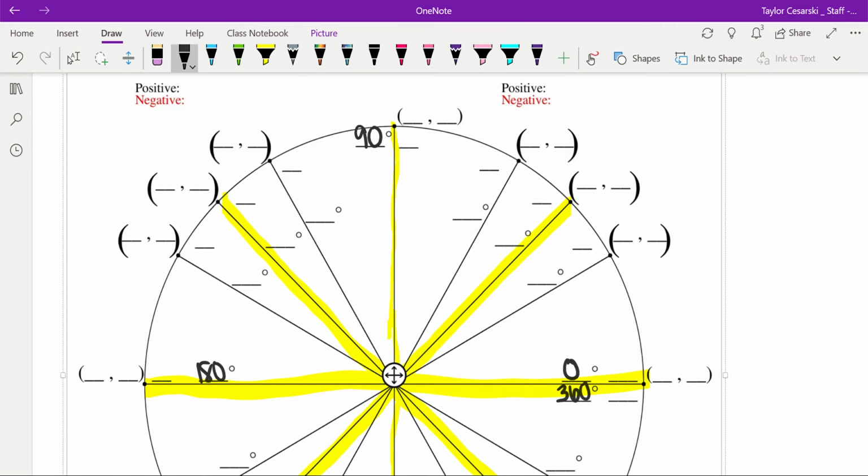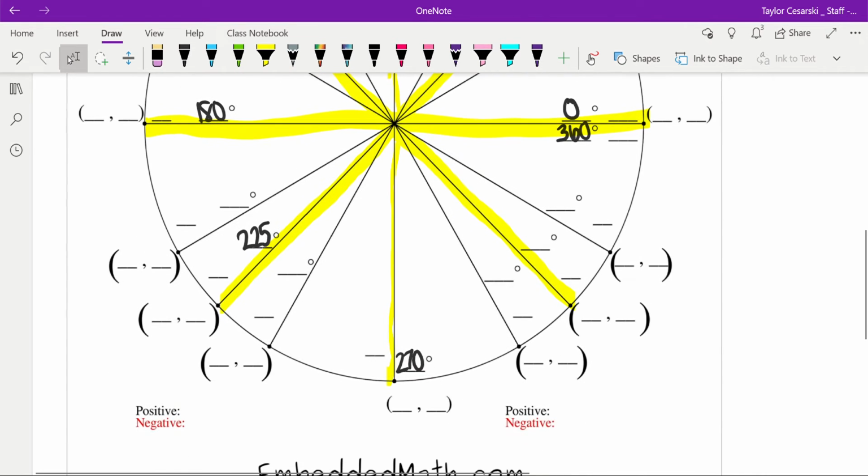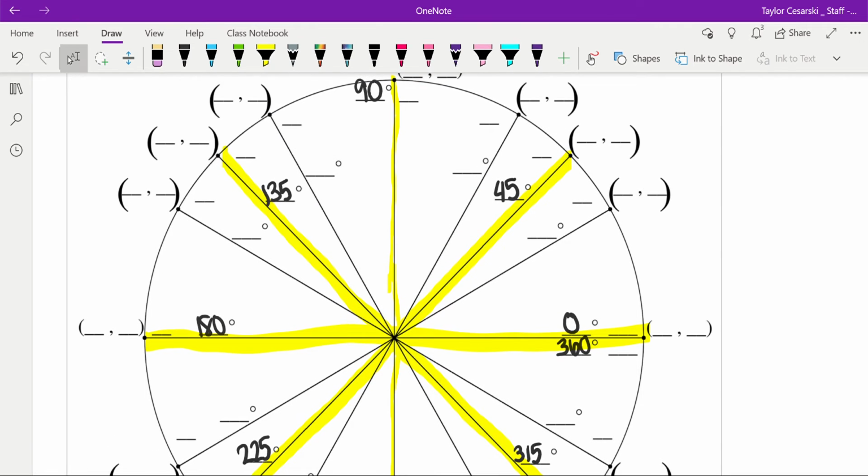So what number is halfway in the middle of 0 and 90? That's going to be 45 degrees. So 0, 45, 90. I'm going to add another 45 degrees to that, and I get 135. Add another 45 and I get 180. Add another 45, I get 225. Add another 45, I get 270. Add another 45, I get 315. Add another 45, I'm back to 360. Okay? Alright, so now I'm going to take a different color highlighter, and I'm going to highlight the remaining pieces.